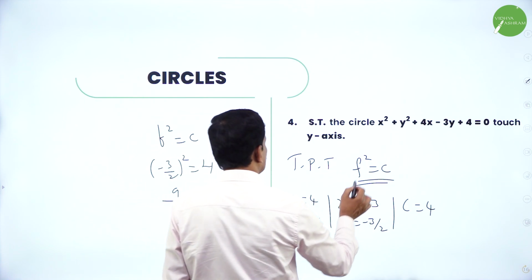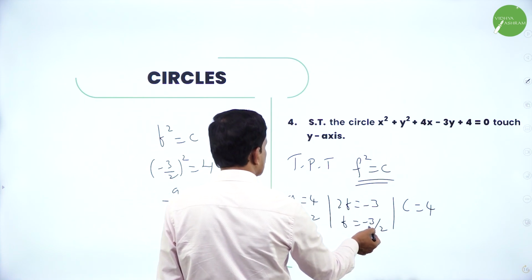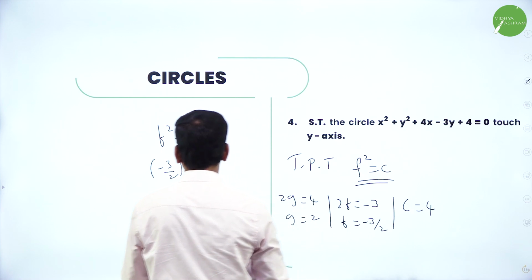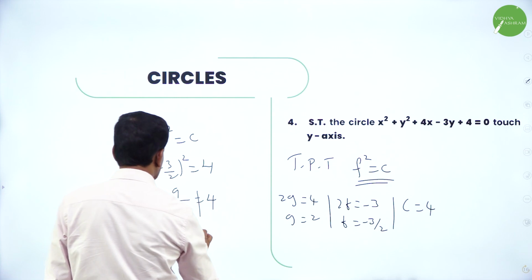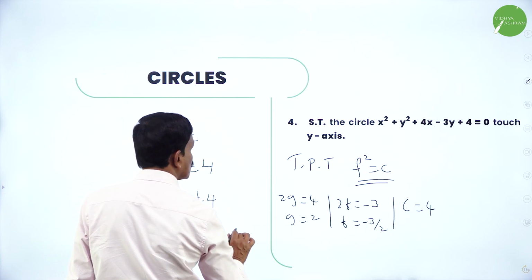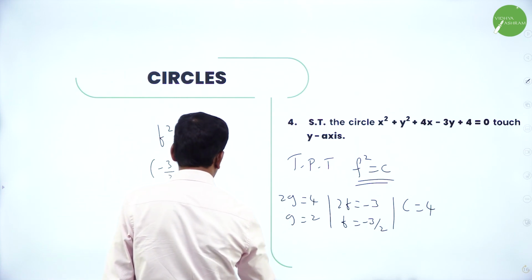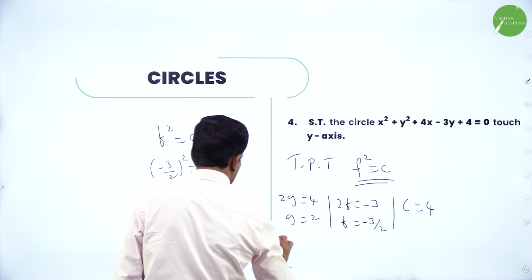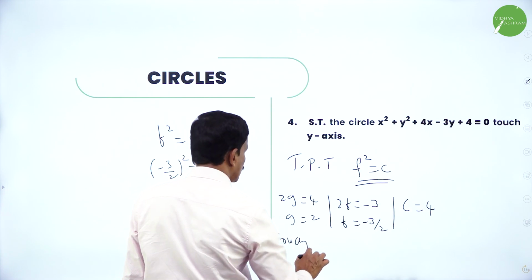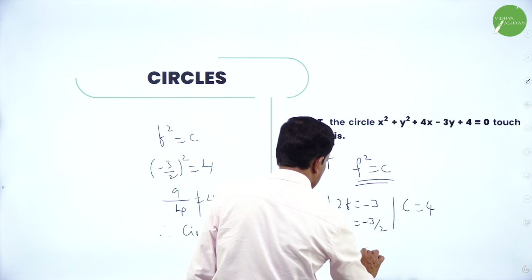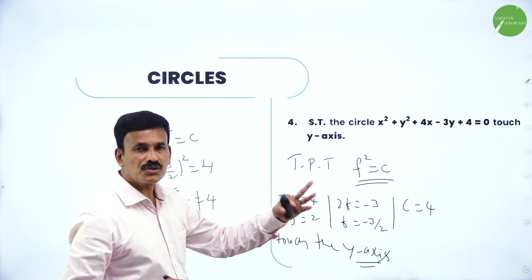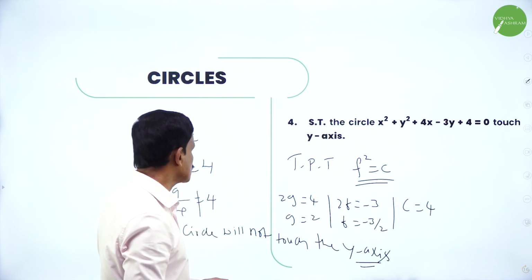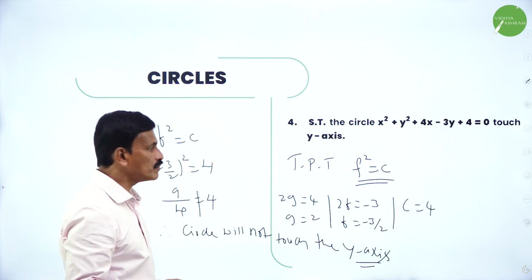So what is f square? F is equal to minus 3 by 2, whole square is 9 by 4. So these two are not equal. So therefore the given circle will not touch the y-axis. Suppose if f square is equal to c, then it will touch the y-axis. Now just move on to the next problem.